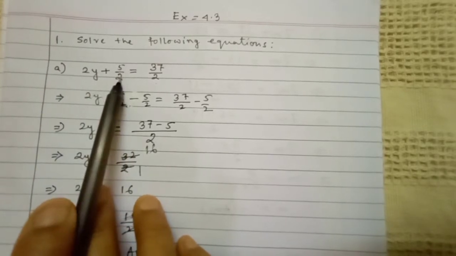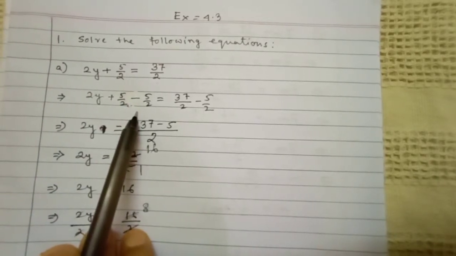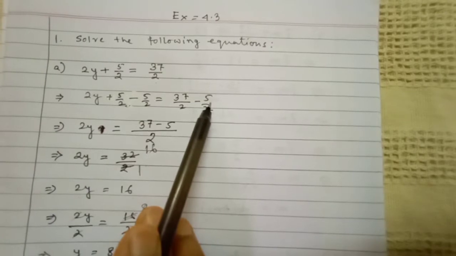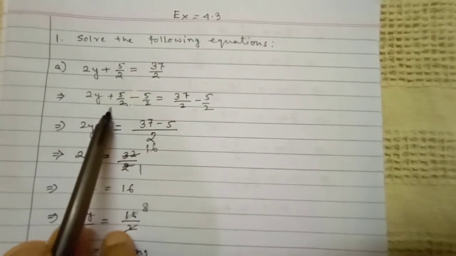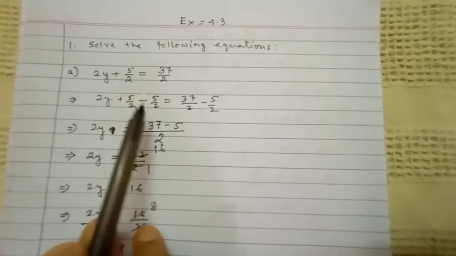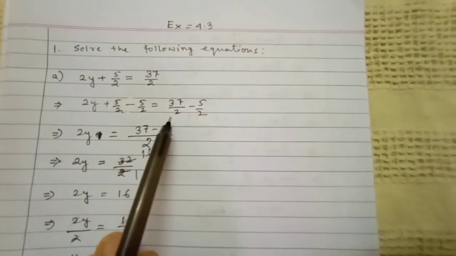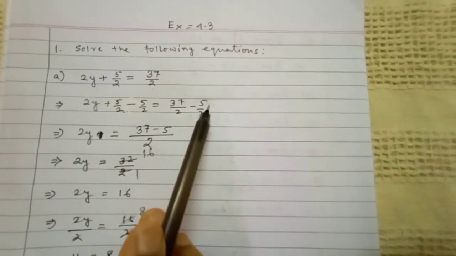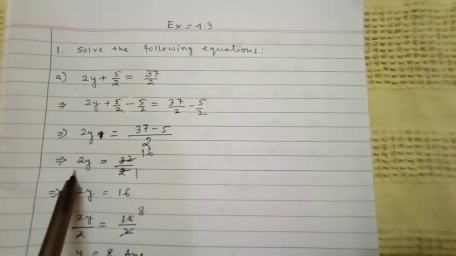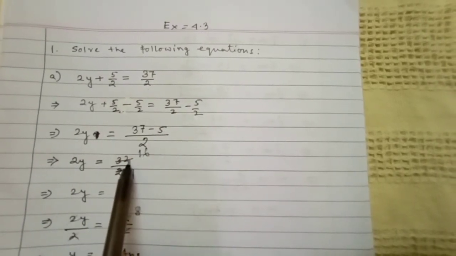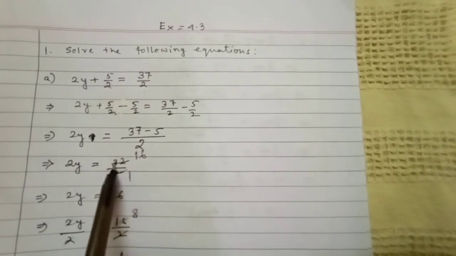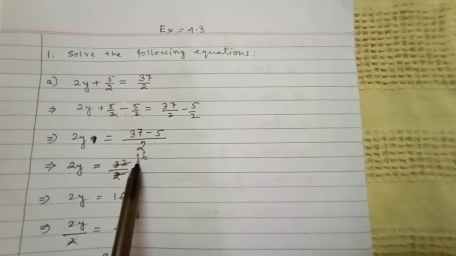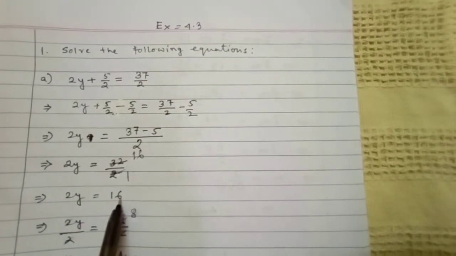It was plus 5 by 2. You will write minus 5 by 2. Same thing here, 37 by 2 minus 5 by 2. Now plus 5 by 2 minus 5 by 2 goes out. 2y is equal to 37 minus 5, LCM 2. 2y is equal to 37 minus 5 is 32 by 2. Cancel it, you will get 2 16s are 32. Now 2y is equal to 16.